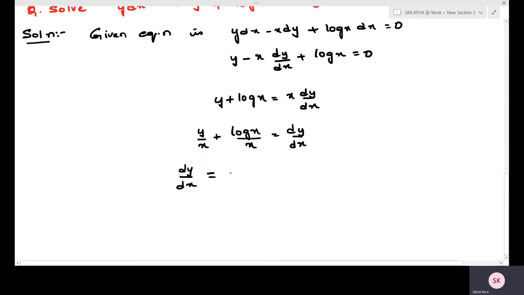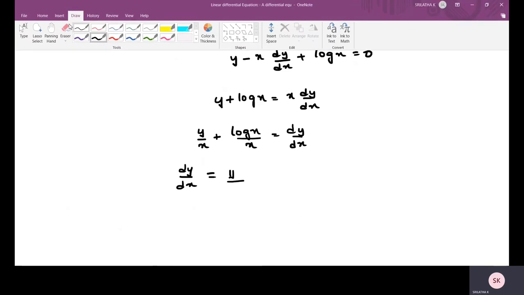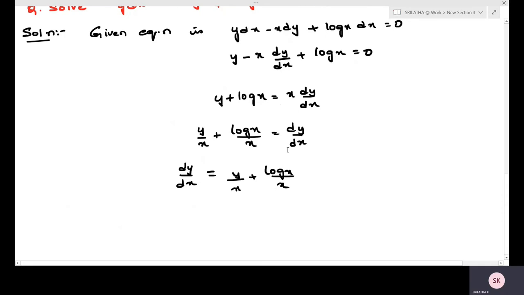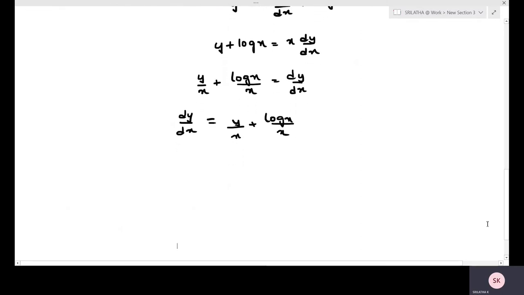So dy by dx is equal to y by x plus log x by x. I have just taken them here and there. LHS becomes RHS, RHS becomes LHS. Right, now is it in the form of a linear differential equation?